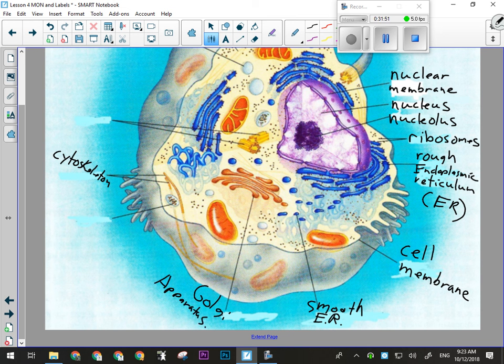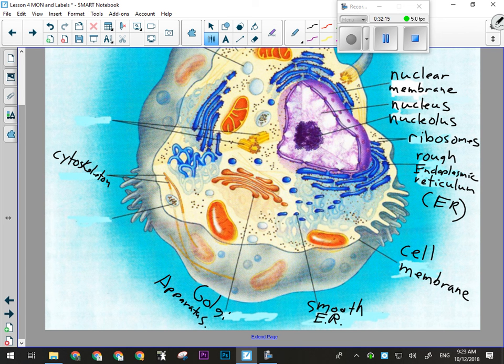That is the waste processing plant of the cell. All wastes eventually go in one side and come out packaged out the other. All right, so it has a cis face, that's the receiving side, and a trans face, that's the shipping side. Wastes come in and they get put into a little vesicle, which is almost like its own little cell. The vesicle is made out of membrane material.